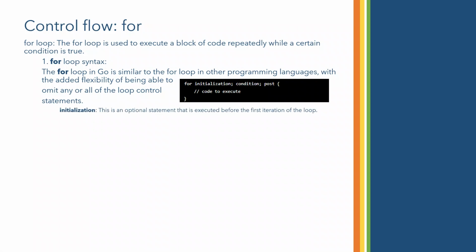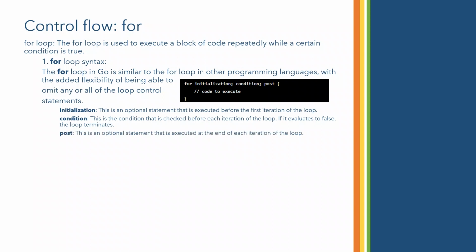Initialization. This is an optional statement that is executed before the first iteration of the loop. Condition. This is the condition that is checked before each iteration of the loop. If it evaluates to false, the loop will terminate. Post. This is an optional statement that is executed at the end of each iteration of the loop.